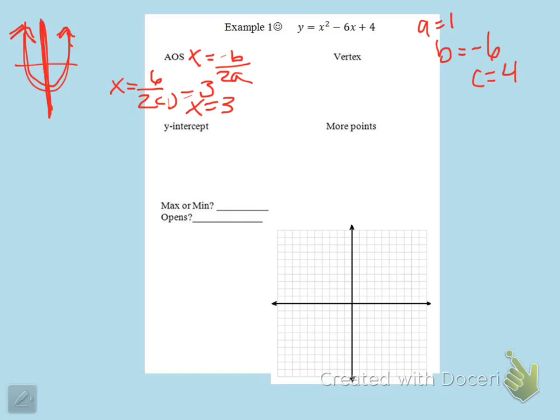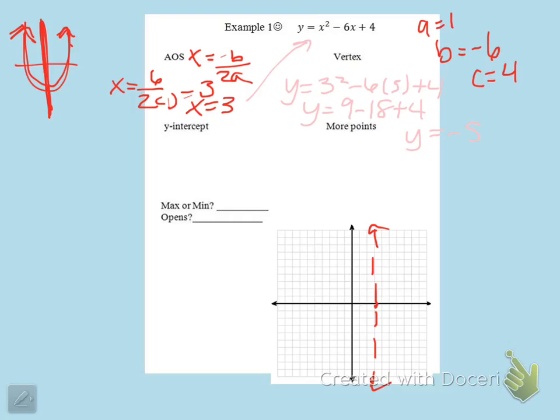So I'm going to go ahead and point that. So 1, 2, 3. Here is x equals 3. Okay, I'm going to draw my axis of symmetry, my AOS. So it's going to fold over that line. Okay, so to find my vertex, I got to plug this into my equation. So I'm going to put in y equals 3 squared minus 6 times 3 plus 4. So y equals 3 squared is 9, 6 times 3 is 18 plus 4. So y equals 9 minus 18 is negative 9 plus 4 is negative 5.